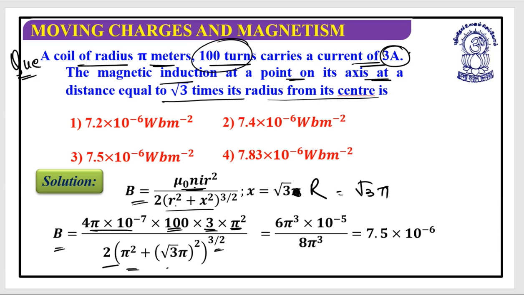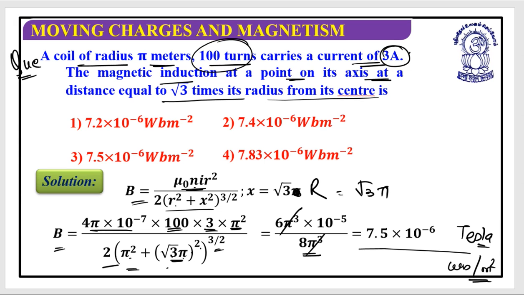If you observe this carefully, this is root 3 pi whole square, which is 3 pi square, plus pi square, so 3 pi square plus pi square is 4 pi square. The square of it is 16 pi to the power 4, and then the 3 by 2 power would be 8 pi cube. This pi cube cancels out, and if I solve this, it's 7.5 into 10 to the power minus 6 Tesla, or Weber per meter square.